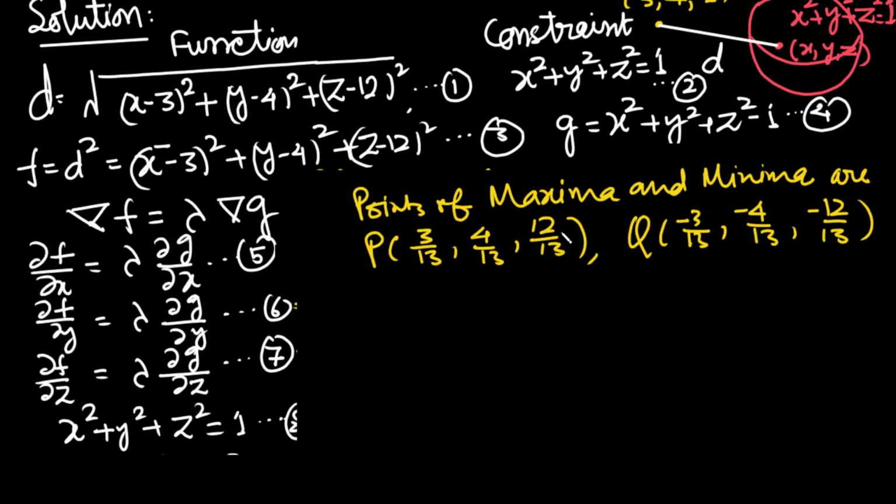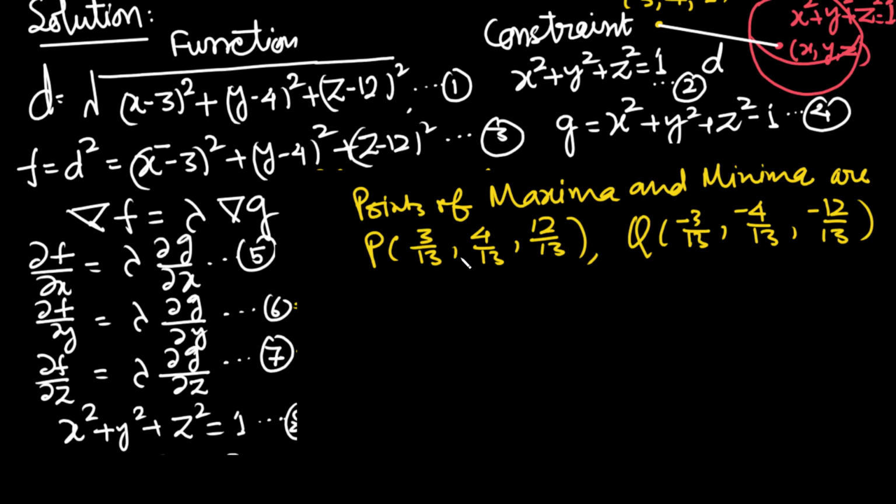So these are the points at which the function f will either have a maxima or a minima, and by that way the distance function d will similarly have a maxima or a minima, right? And we already know that the Lagrange multiplier gives us the points of maxima and minima, but it does not give us the nature of the points. It does not tell me whether there will be a maxima or a minimum value at P of the given function.